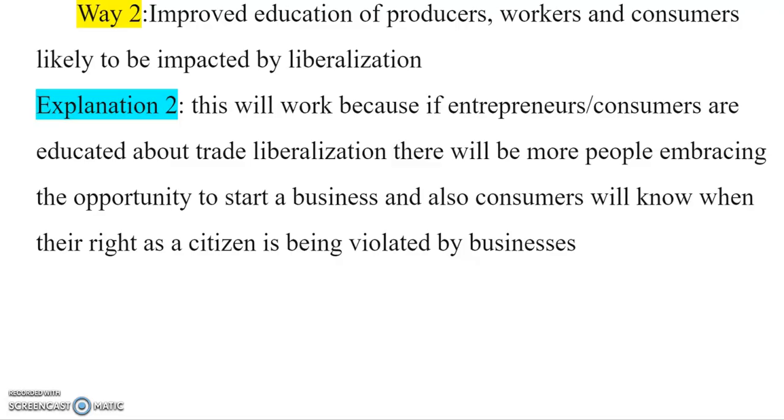I believe that this will work. So my justification or explanation for this is that if entrepreneurs and consumers are educated about trade liberalization, there will be more people embracing the opportunity to start a business, and also consumers will know when their rights as consumers are being violated by businesses.